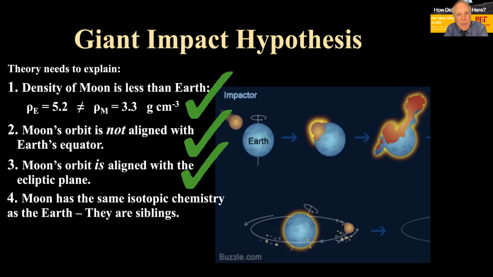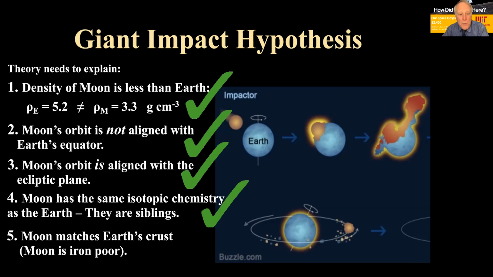Finally, we have the Apollo results that the moon has the same isotopic chemistry. Earth and moon having a common origin at some point in the solar system makes sense, because we saw in those simulation models how much mixing was going on between the impacting body and the upper layers of the Earth. Those were thoroughly mixed, so it makes sense that we would see matching isotopic chemistry between the Earth and the moon. Check mark for item number 4. One more to go, and that is that the moon matches the Earth's crust. The moon is iron poor. Again, a glancing blow that misses the iron that had already coalesced into the core of the Earth makes sense for forming an iron poor moon.